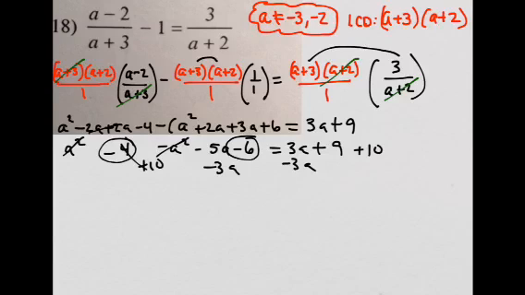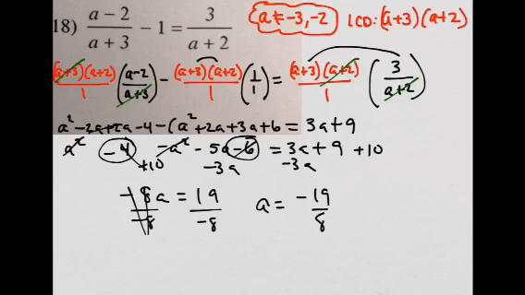So this cancels with that, and so negative 8a equals 19. So divide by negative 8. So a is negative 19/8.